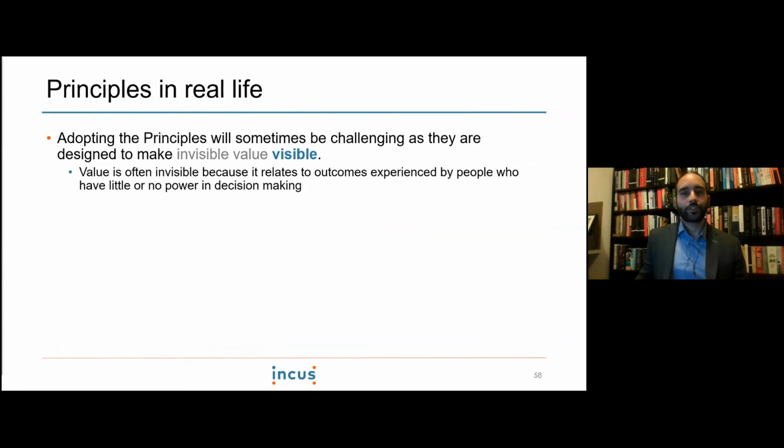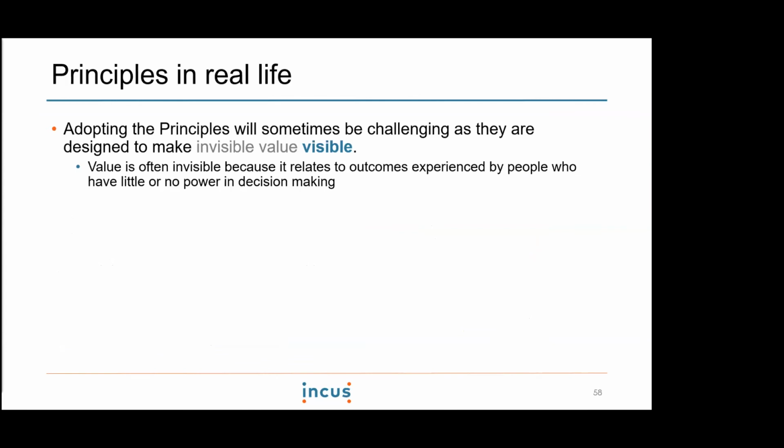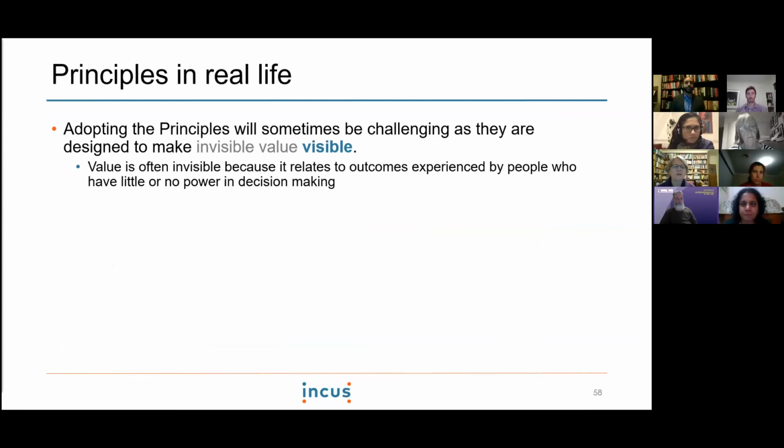So just to wrap up, I guess, you've got the 7 principles. I've gone through them, probably some in more detail than others. But I just want to make clear that these are principles, they're universal, and they can be applied in different circumstances. But they will be challenging sometimes as a practitioner, but often also for the program you're evaluating and the program managers, because they are designed to make this otherwise invisible value visible. And we know that sometimes that value can be invisible because it relates to outcomes experienced by people who don't have much power in decision making.